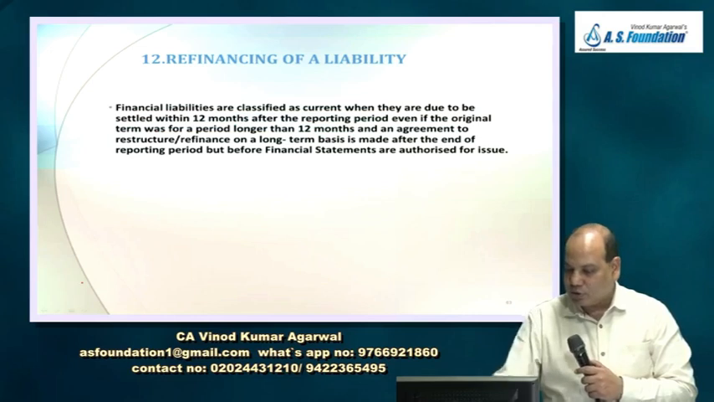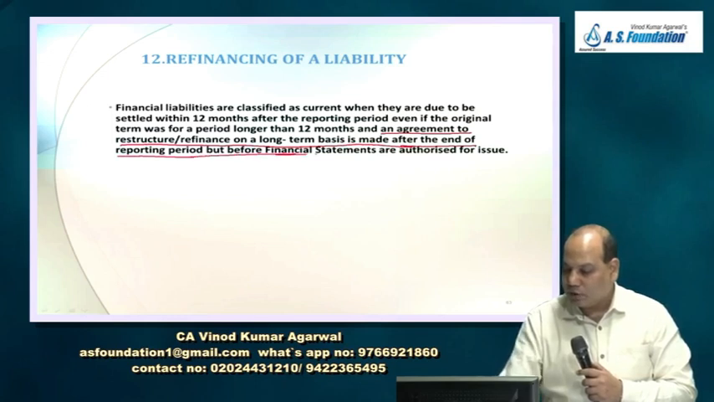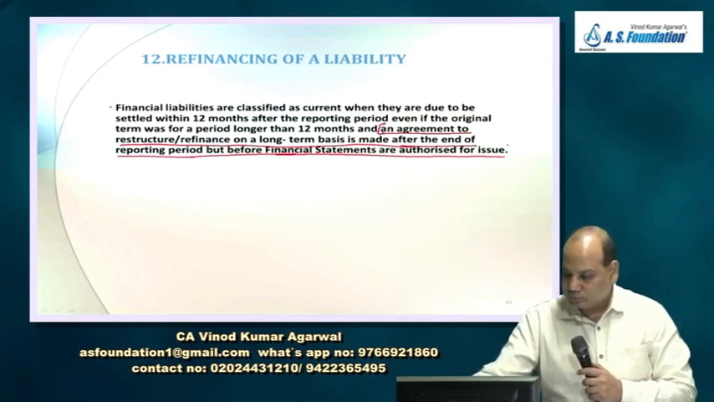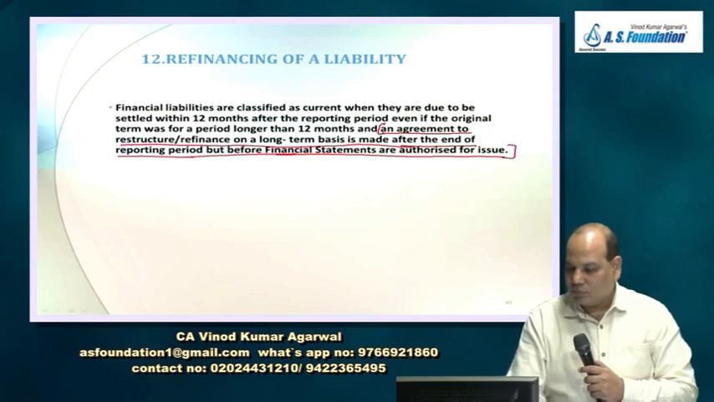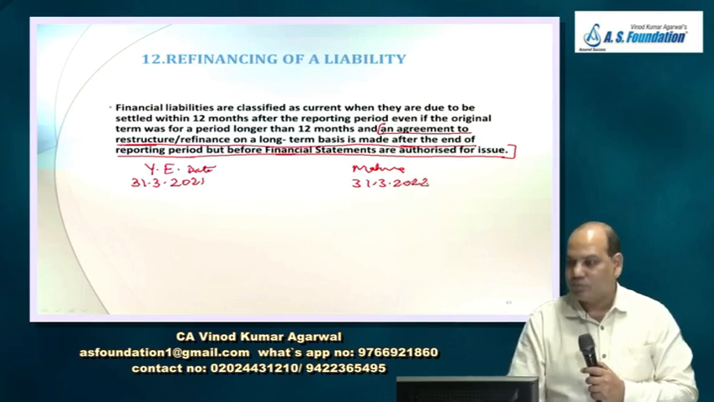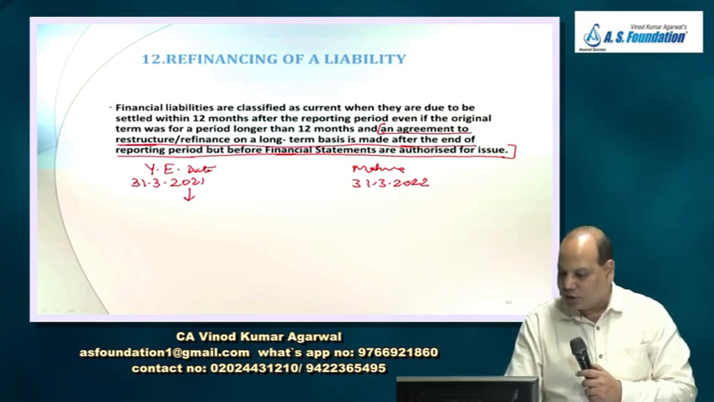Next, there is one more clause here: an agreement to restructure or refinance on a long-term basis is made after the end of the reporting period but before the financial statements are authorized for issue. Okay. This same example, take 31st March 2021 as the year ending date. This loan will mature on 31st March 2022. Okay, this is the year ending date.